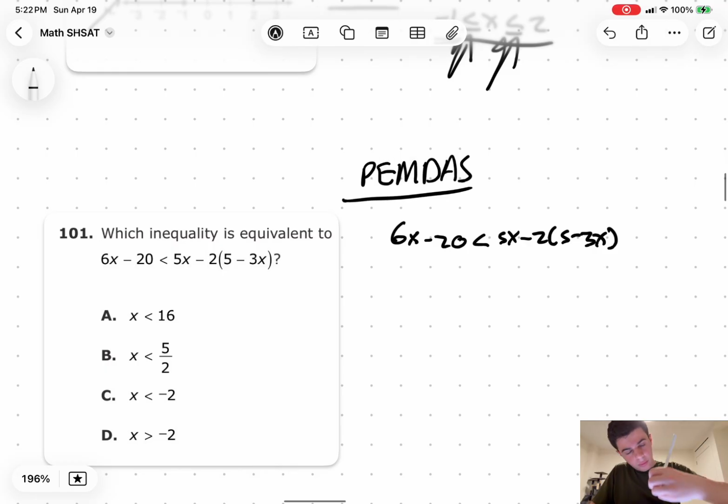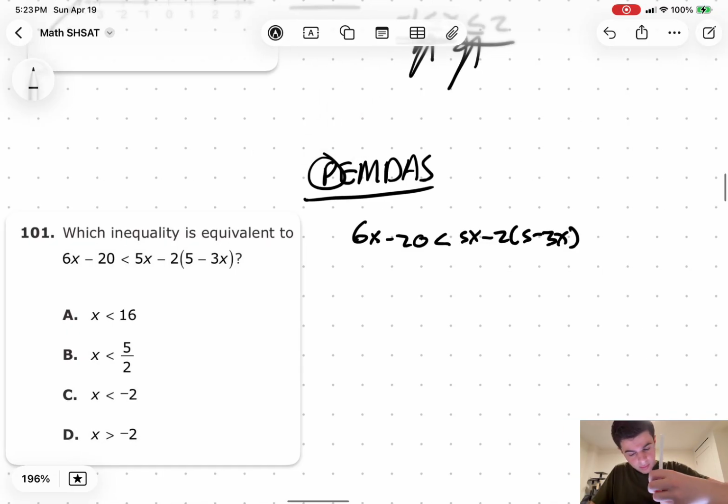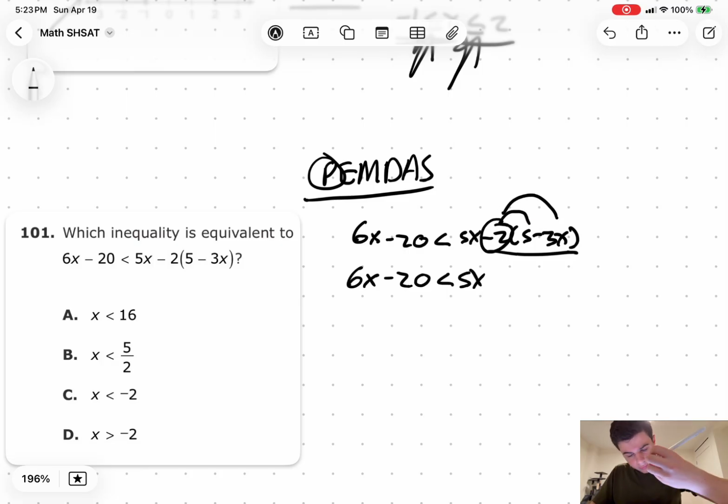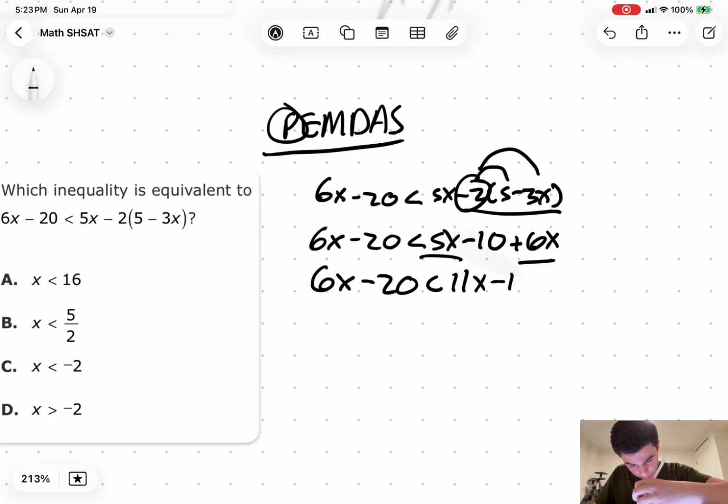PEMDAS, right? We just need to remember that. Looking at this, parentheses, right? That's here. So we can quickly open those parentheses. So we got 6x minus 20 is less than 5x. Now you have to distribute this negative 2. Right? So negative 2 times 5 is going to be negative 10, and negative 2 times negative 3x is going to be plus 6x. And now we can combine like terms. We have two x terms here, so we can get 6x minus 20 is less than 11x minus 10.